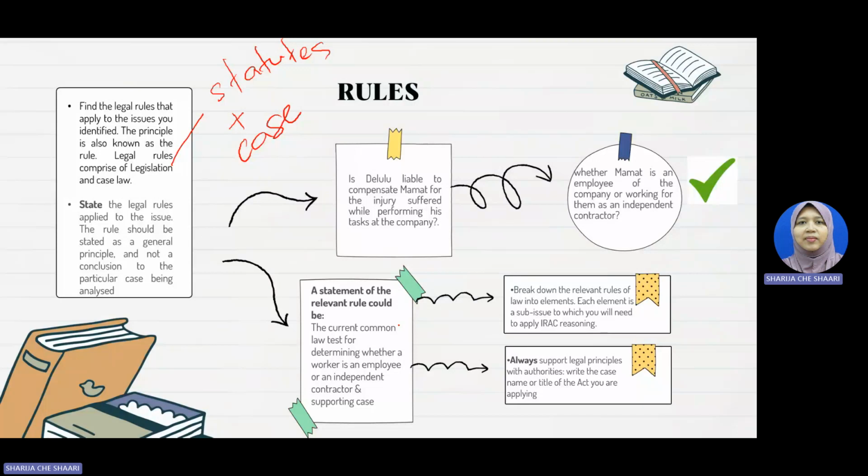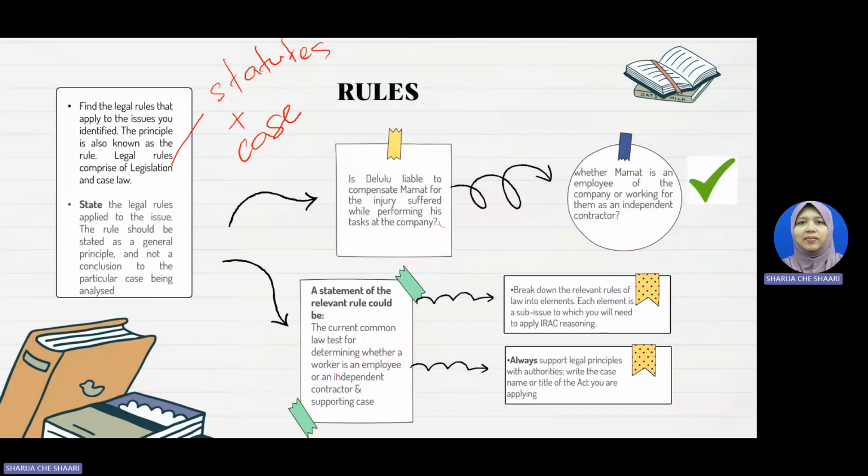Some of you may say, but madam, earlier on it says independent contractor. Yes, it says independent contractor, but when you read further, Mamat has to attend courses. Mamat has to attend staff meetings. So it shows that the Lulu has control over Mamat. Meaning that even though it is stated that Mamat is an independent contractor, the facts show otherwise. So that is why you need to discuss the current common law test.